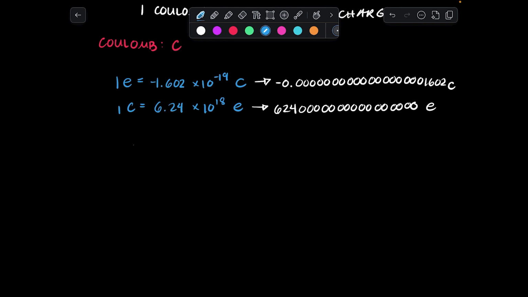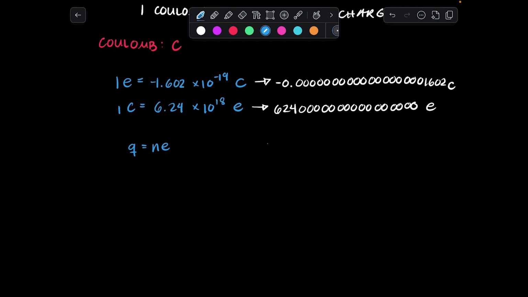The formula for charge is Q equals N times E. N stands for the number of electrons, and E stands for the electronic charge per electron, which again is negative 1.602 times 10 to the power of negative 19 C.